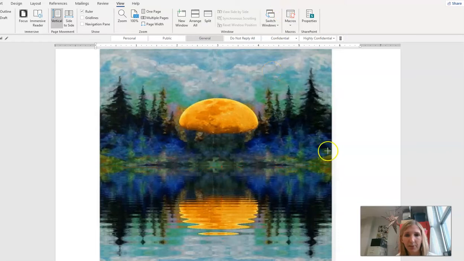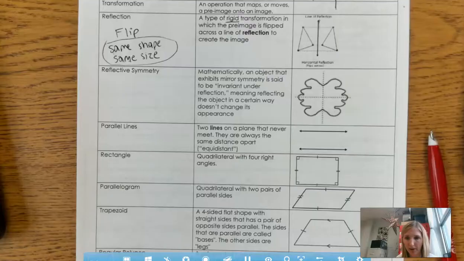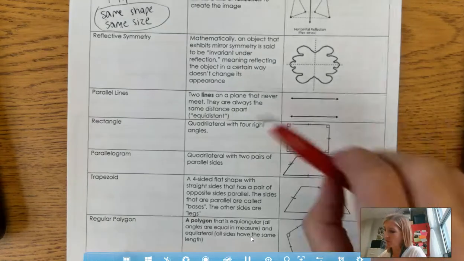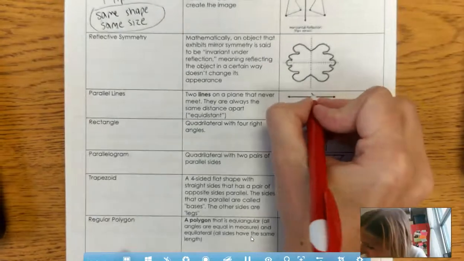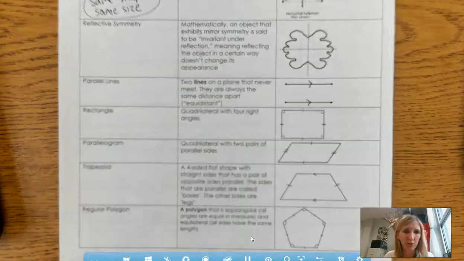Let's look at another example. My mouse isn't working, so we'll go back to the paper and I'll come back to the other example in a minute. Parallel lines: 2 lines on a plane that never meet. They are always the same distance apart, so we call them equidistant, which means equal distance apart. These 2 lines will go on forever in either direction and they will never meet. We designate parallel lines with a little arrow like this, and we'll use that designation more in Unit 2.